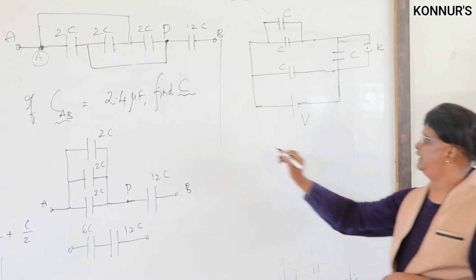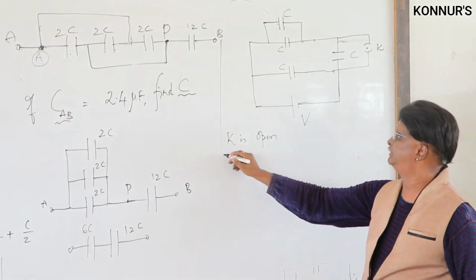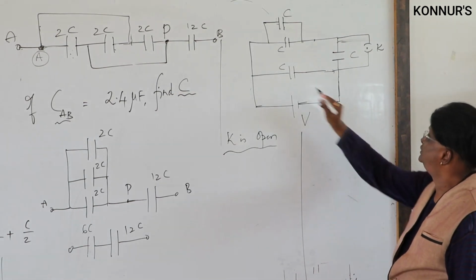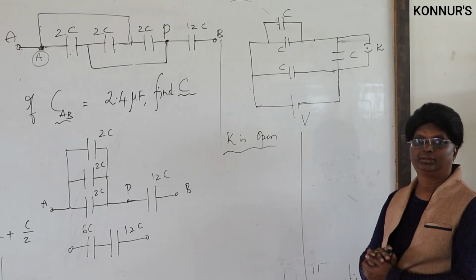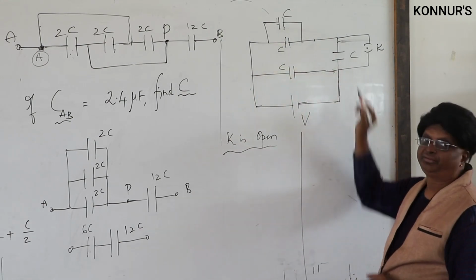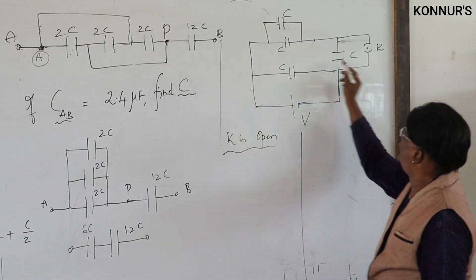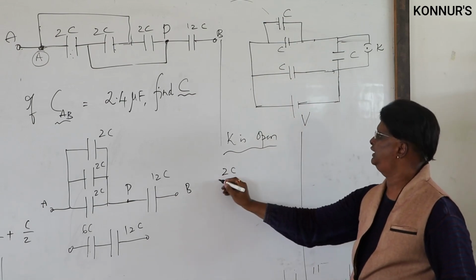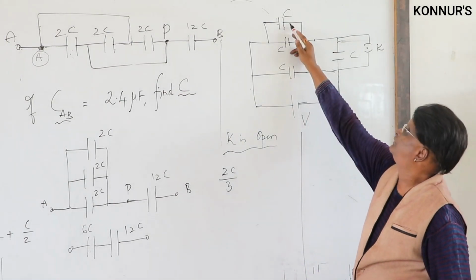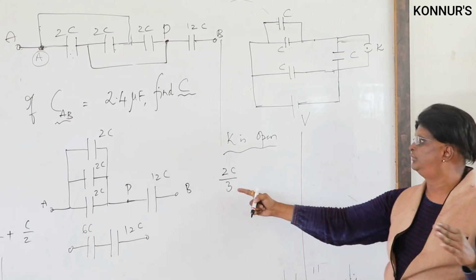See here, supposing I take initially the key is open. In such a case, what is the network? This one is C and C in parallel. This becomes 2C, and this one is C. They are in series. So 2C and C. For the series combination, C1 C2 by C1 plus C2, C and C in parallel give 2C, and this one C in series, C1 C2 by C1 plus C2 will give you 2C by 3.